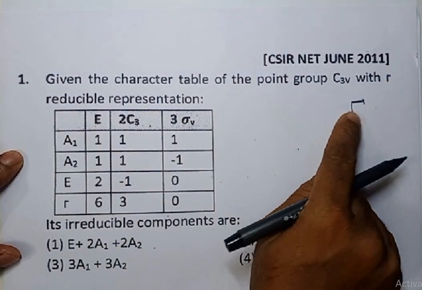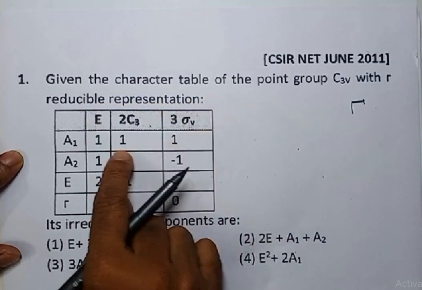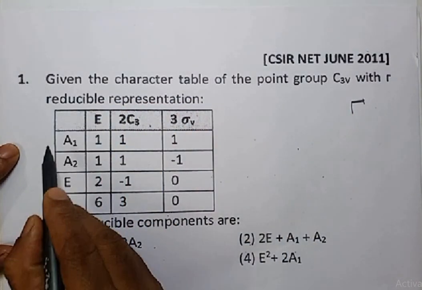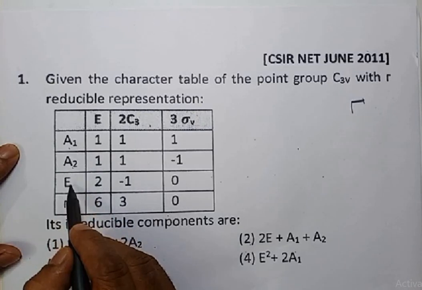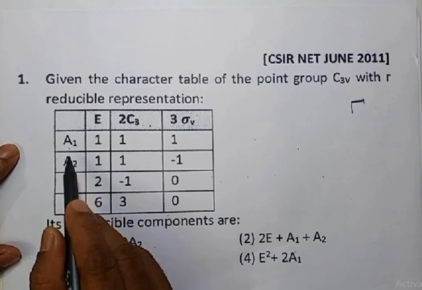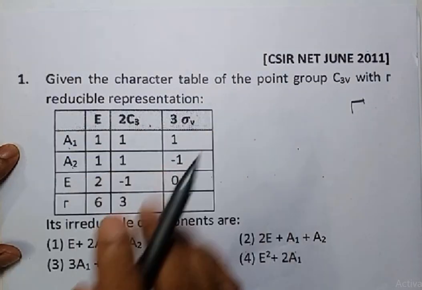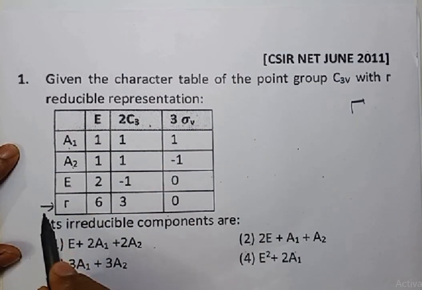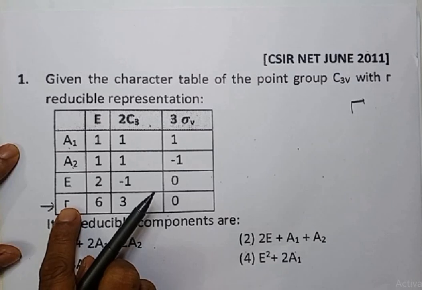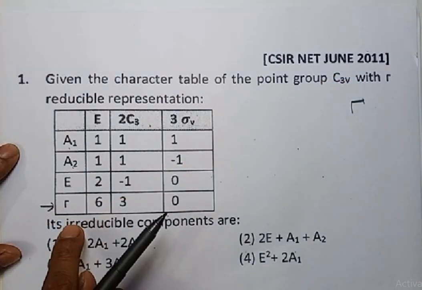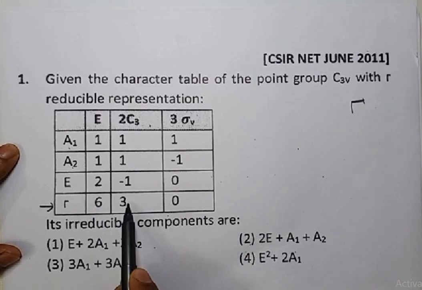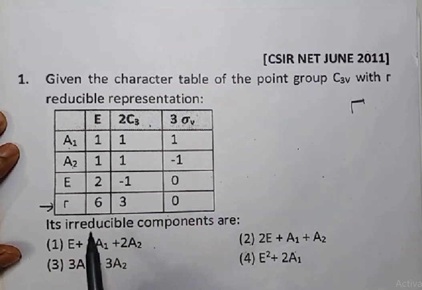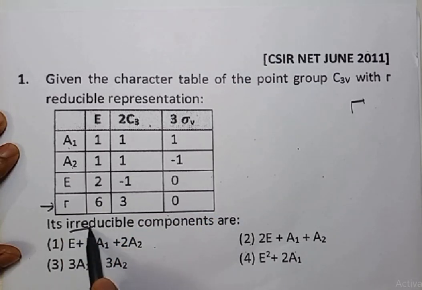representation. Here a reducible representation is given. Listen, A1, A2, E, these are all called irreducible representations. A1, A2, E are called irreducible, and at the bottom, a reducible representation gamma is given. Some numbers are given: 6, 3, 0. Now we have to find out the irreducible components.